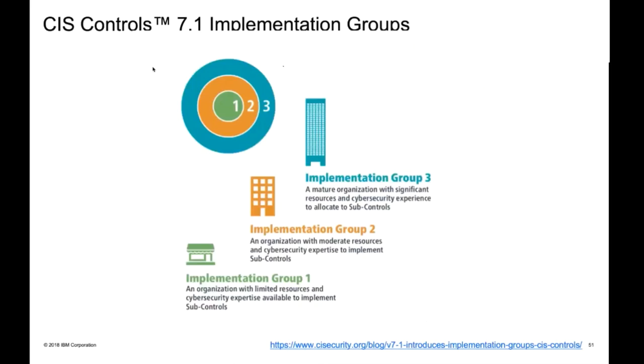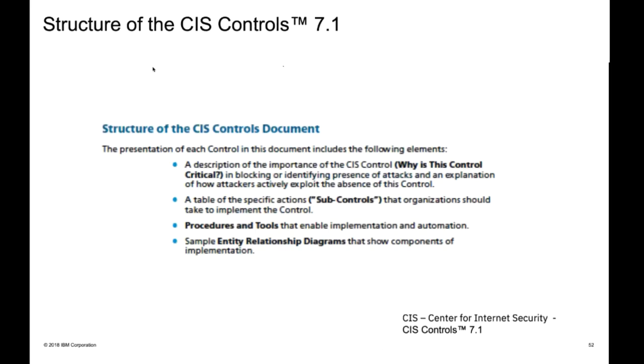CIS breaks their controls up into 3 implementation groups. They base them on the maturity or the significance of the controls and of the organizations using it. So if you're a mature organization, enterprise, you're going to look at group 3. Small, single storefront, maybe group 1 is more appropriate to your business. Each of the controls is documented as to why you're doing the control, what the different parts are, what the tools and procedures would be, and an example of how you would organize it.